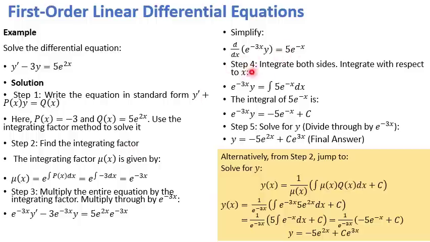So moving on from this step, we then integrate both sides with respect to x. When we integrate this side, we'll be left with exponential raised to power minus 3x, multiplied by y, equal to the integral of the right-hand side, which is this. Now the integral of the right-hand side will give us minus 5 times exponential raised to power minus x plus c, if done appropriately.